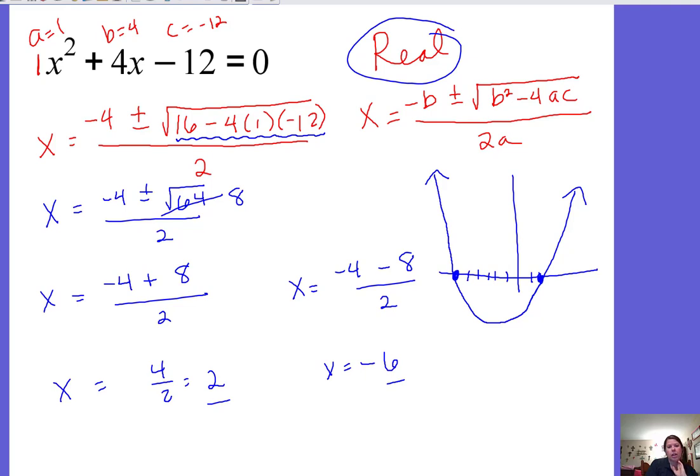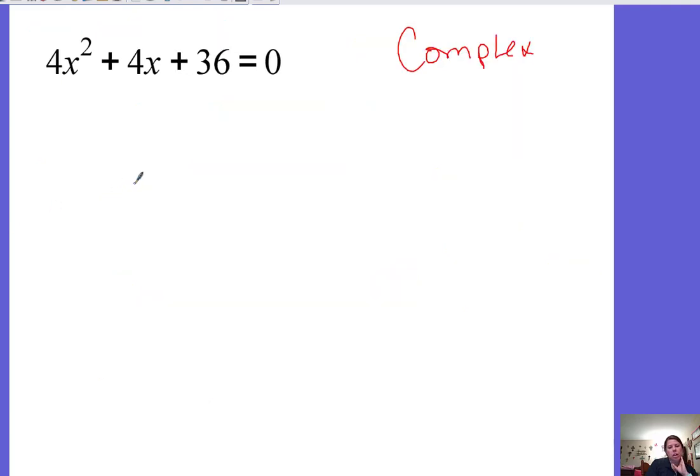So let's look at a complex solution here. Our equation is the same. We have 4x squared plus 4x plus 36 equals 0. And so A is 4, B is also 4, and C is 36.